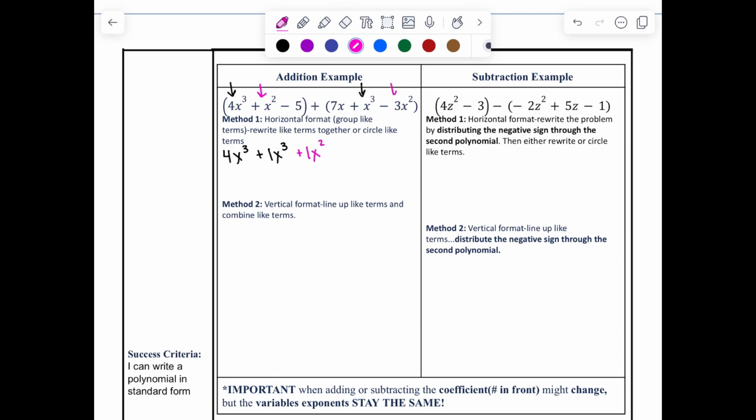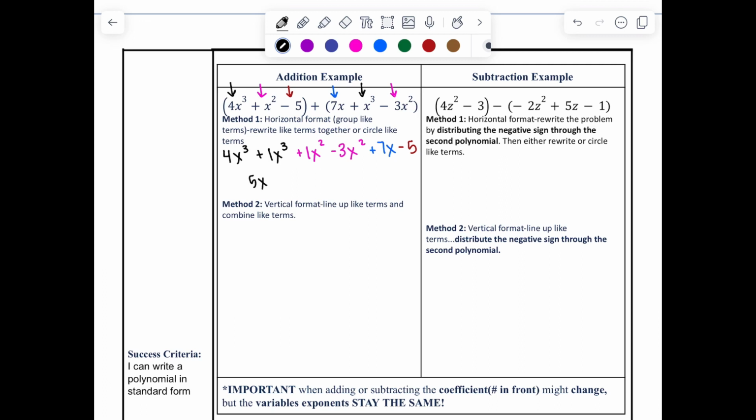That's the next highest exponent, so I'm going to go ahead and write that down. I also noticed that the second expression has a negative 3x squared, so those will both be like terms. When it comes to finishing this off, though, I have a positive 7x in the second expression, but the first expression has a negative 5. Those are not like terms, so I need to make sure that those are in different colors.